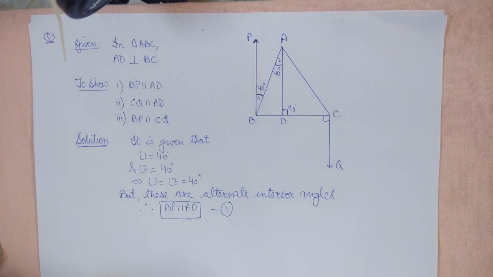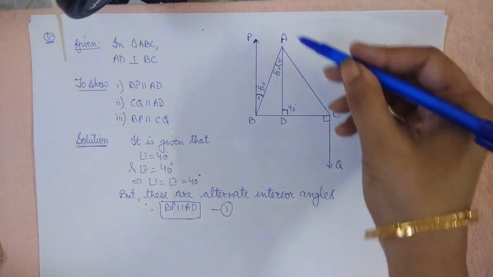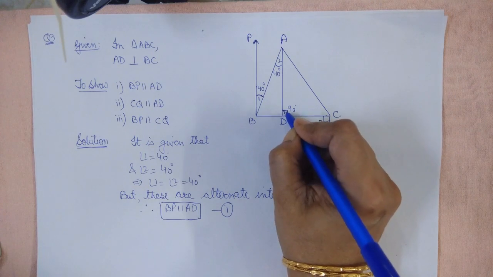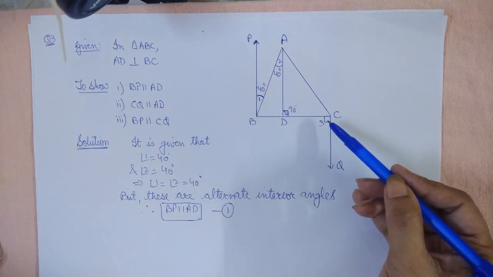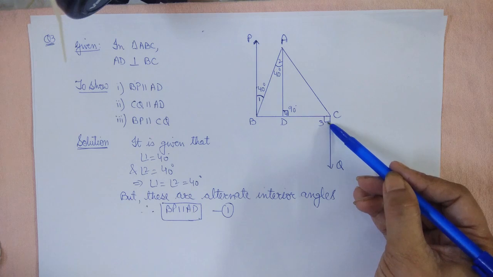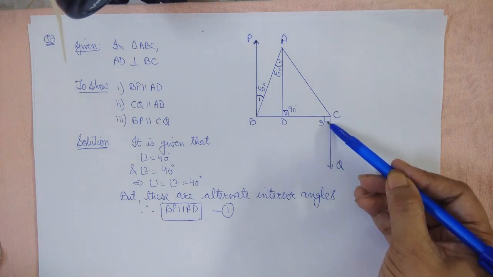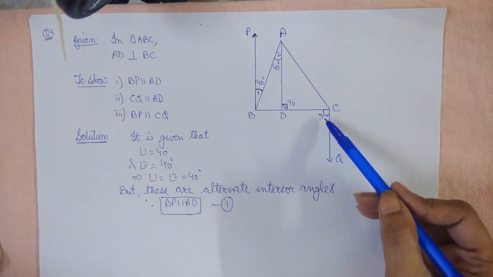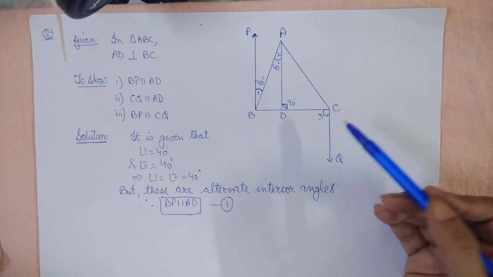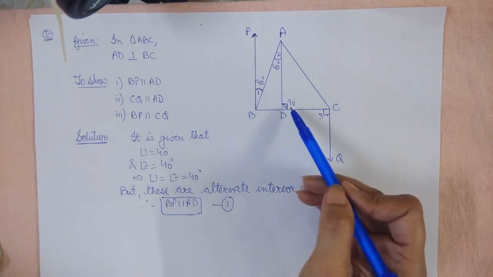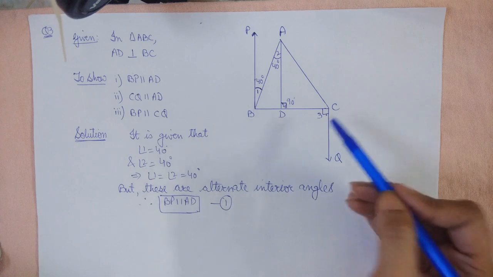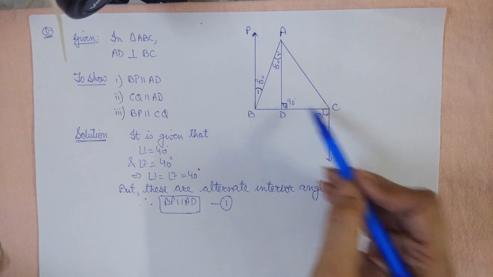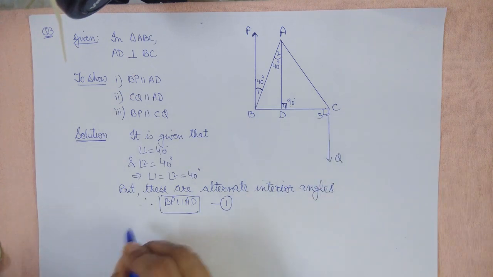Clear? Now, to prove CQ parallel AD, let this angle be 3 and this be 4. What do you observe? Here it is given that this is 90 degrees. So it is given that this angle is 90 degrees and we have named them 3 and 4. Now tell me, this is also 90 degrees and this is also 90 degrees. So both the angles will be equal to each other. So let's go for the proof part.